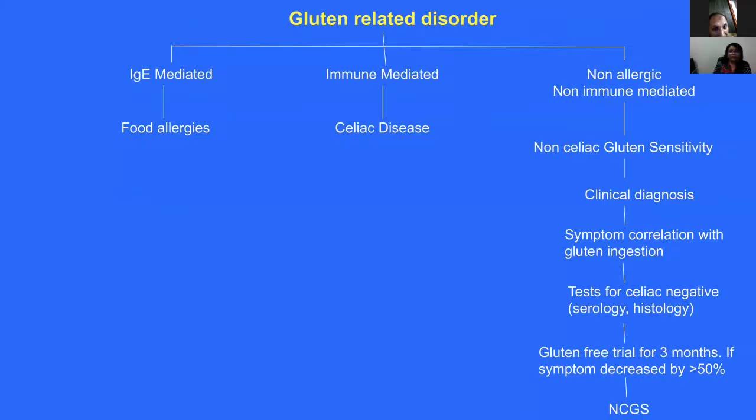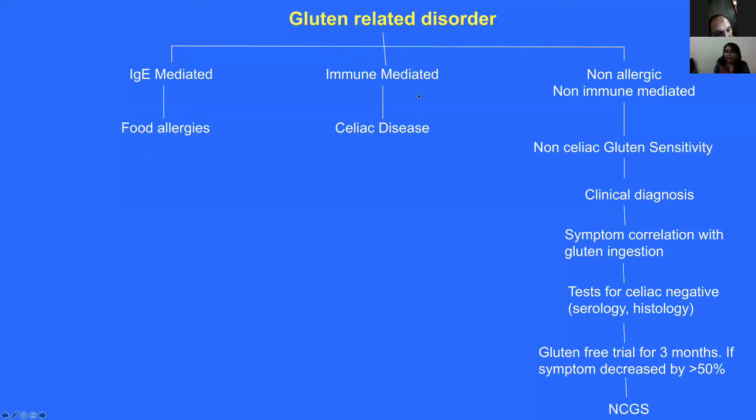I will skip this. A word about gluten disorders. Basically, gluten-related disorders can be in three forms. One is IgE mediated, that is food allergies. Some patients say that when they take roti, they get a severe allergic reaction. This is IgE mediated food allergy.